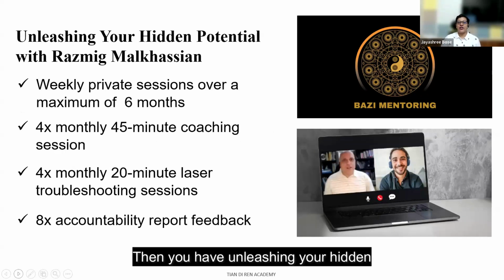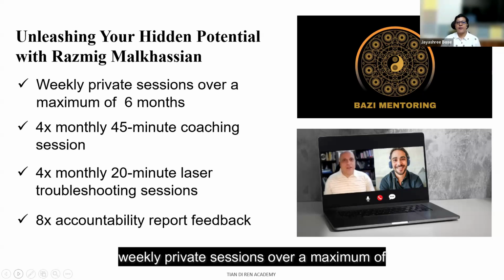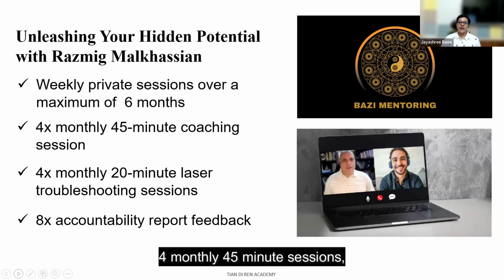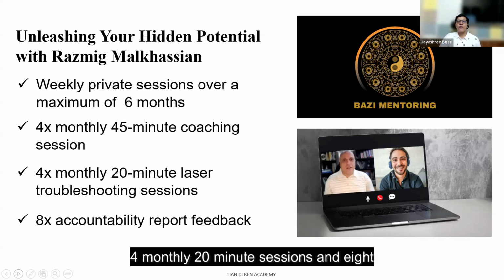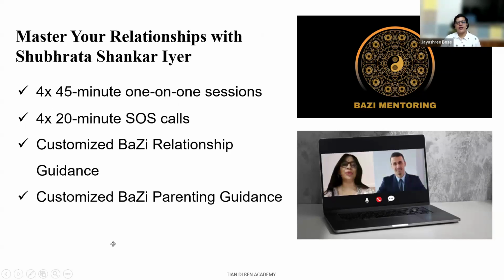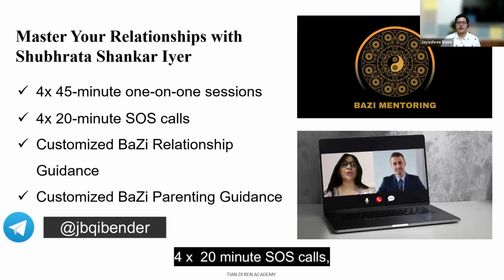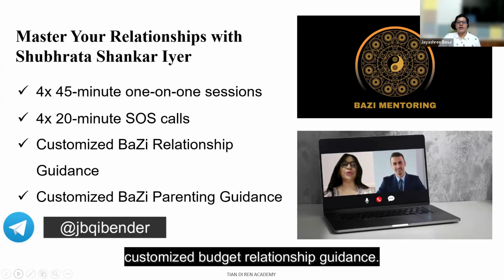Then you have Unleashing Your Hidden Potential with Rasmik. Again, all one-on-one sessions, weekly private sessions over a maximum of 6 months, 4 monthly 45-minute sessions, 4 monthly 20-minute sessions, and 8 accountability report feedback. And then you have Master Your Relationships with Shubrata, 4 45-minute one-on-one sessions, 4 20-minute SOS calls, customized BaZi relationship guidance, and customized BaZi parenting guidance.